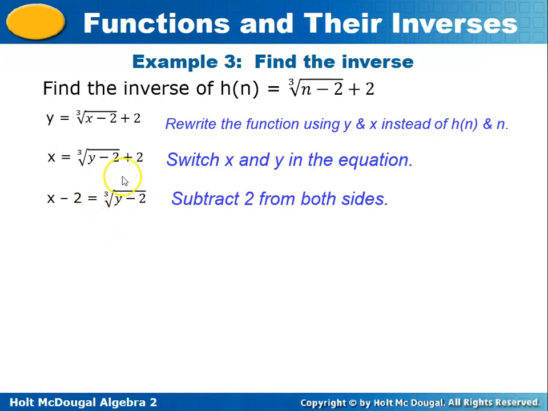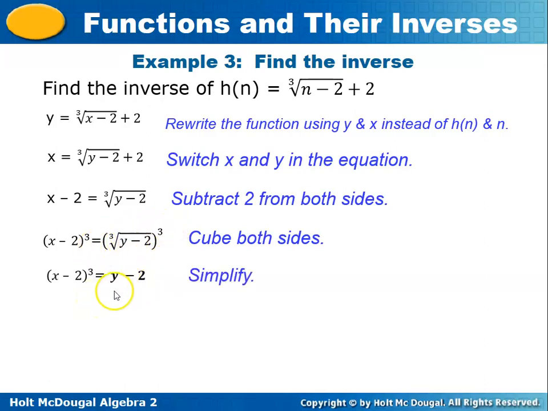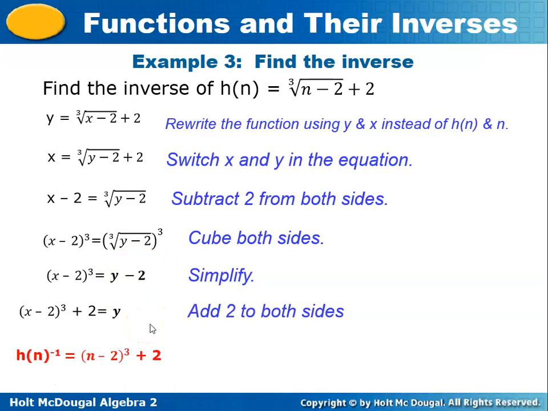Then we have a cube root here. So aren't we going to have to cube this up here? That means we got to cube both sides. So that's exactly what our next step is. Again, when we have a cube root and a cube, they're going to cancel each other out. So we're going to be left with y minus 2 over here. We have a subtracting 2 here, so we're going to add 2 to both sides. And that is our inverse function for example 3.